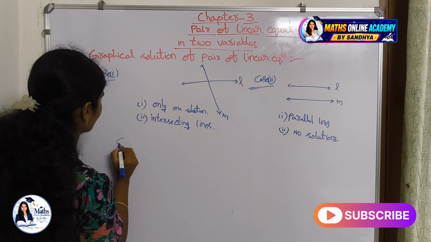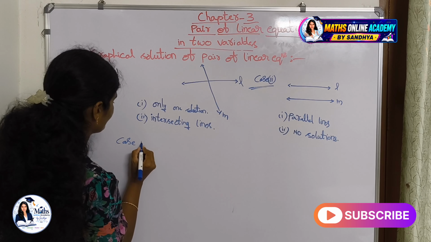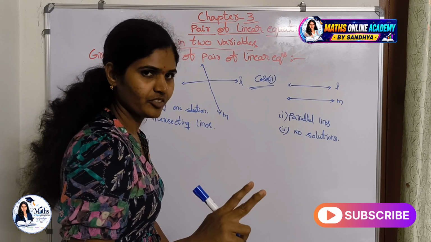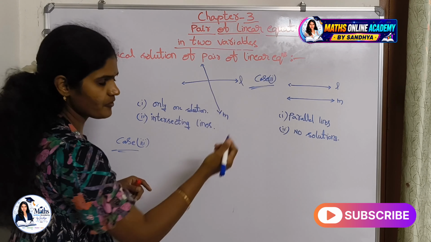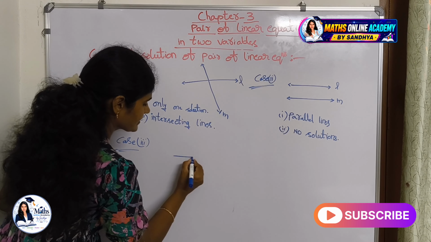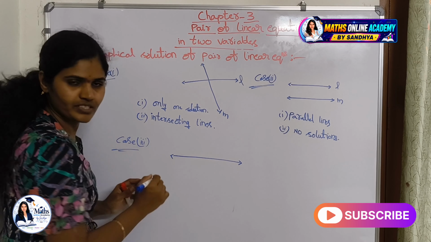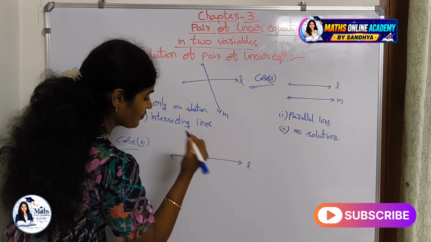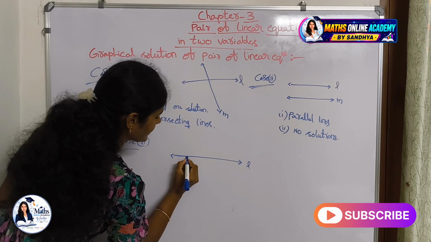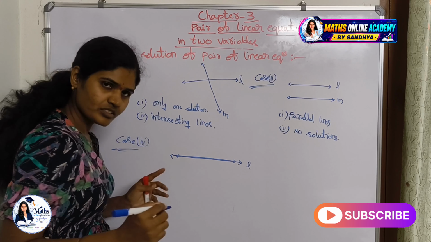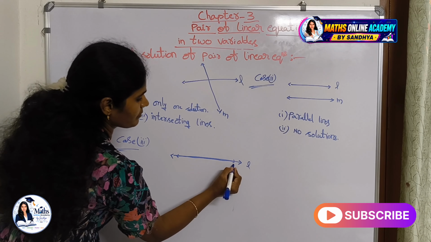Next, case 3. If we have two linear equations, when you draw the graph, what happens? In this graph, for example, this is the first line, L. And one more line is here, on the first line. Means coincide. This is M.